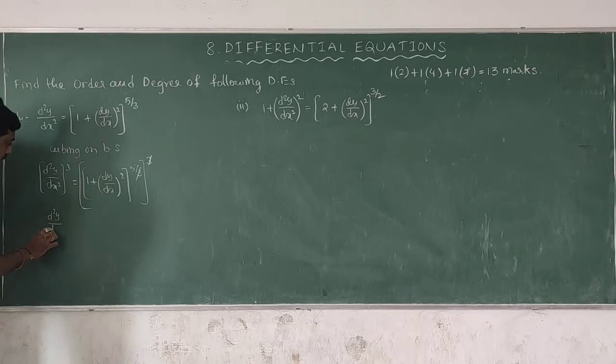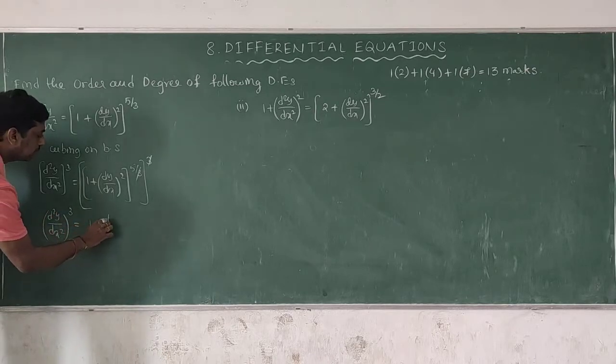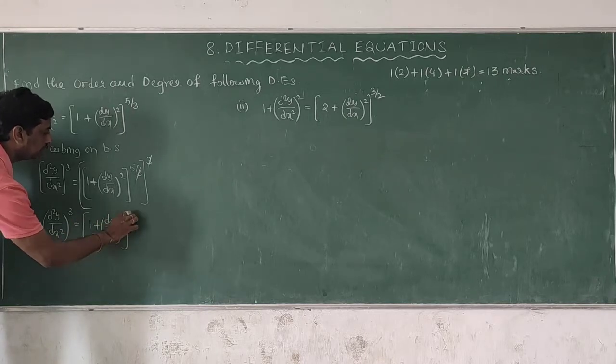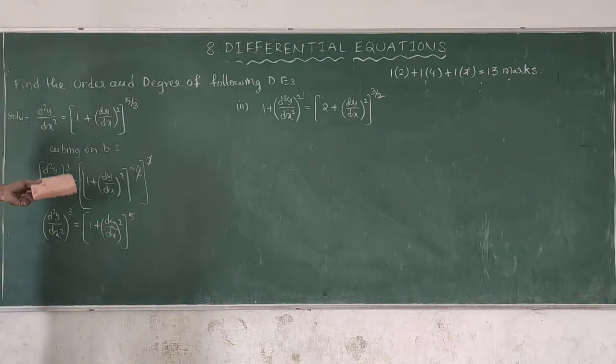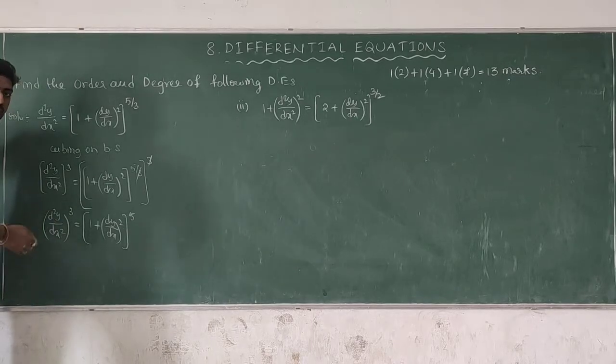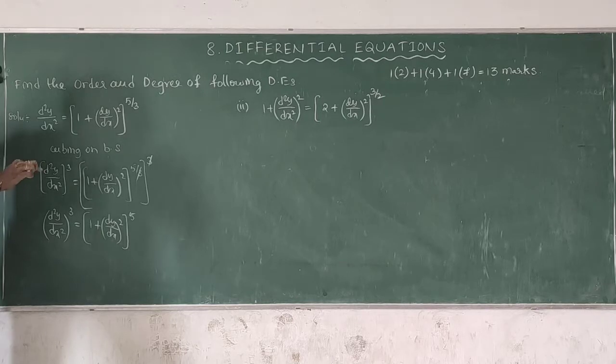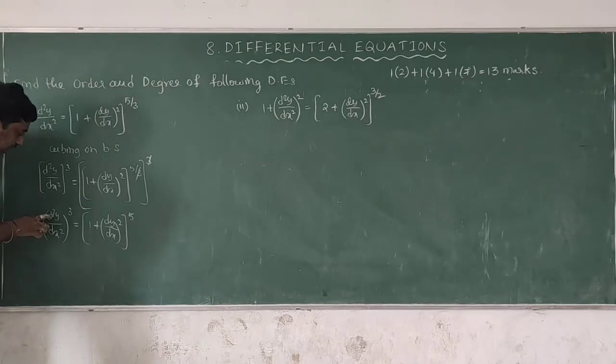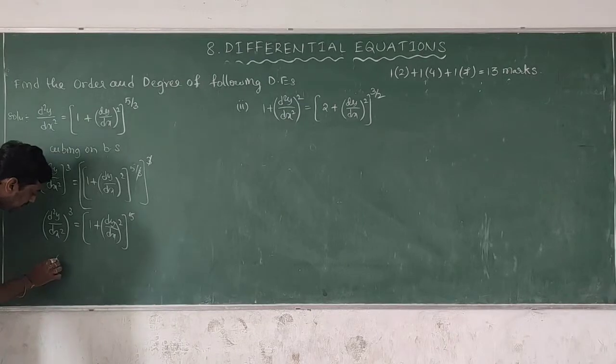The remaining equation is (d²y/dx²)³ = (1 + (dy/dx)²)⁵. Now all powers are non-negative. Now, what is the order? Order means the maximum order derivative in the given equation. Here the orders are 2 and 1, the maximum is 2. That's why the order of the differential equation is 2.